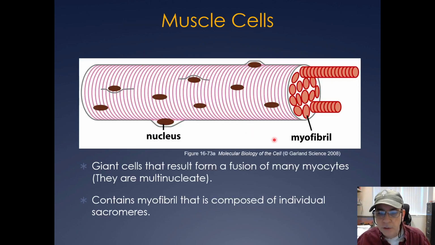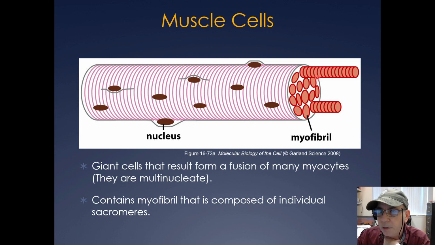And actually, here's basically what a muscle cell looks like. You have these things called myofibrils that are in the muscle cell, and it turns out that muscle cells are actually pretty large cells, and they basically form by fusion of many monocytes. And it turns out, because of that, they're actually multinucleate. Okay, so a single giant muscle cell will have many nuclei, and then it will have these myofibrils contained in them.